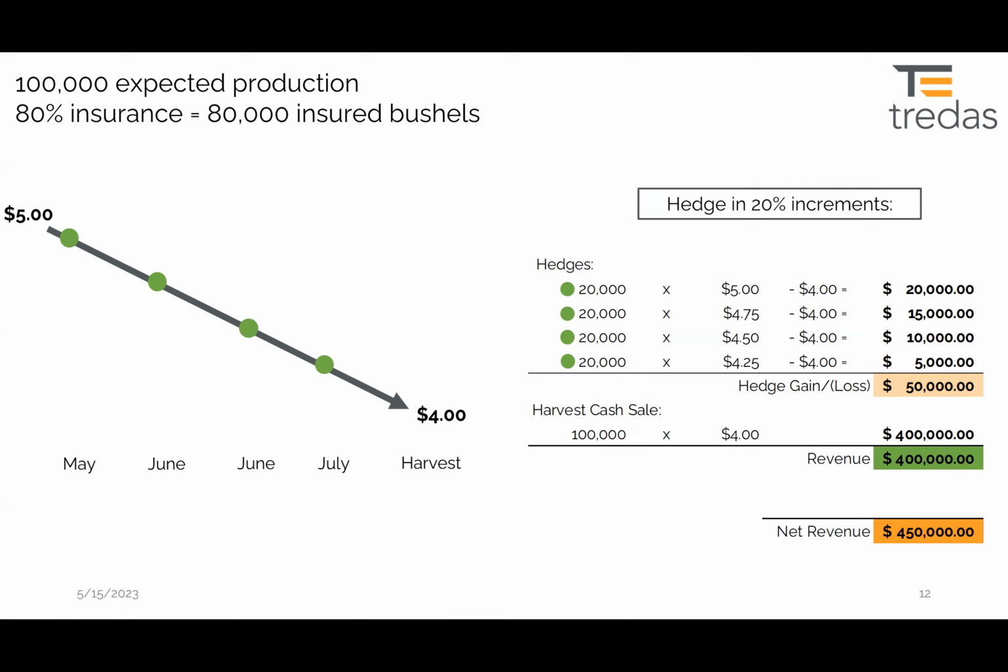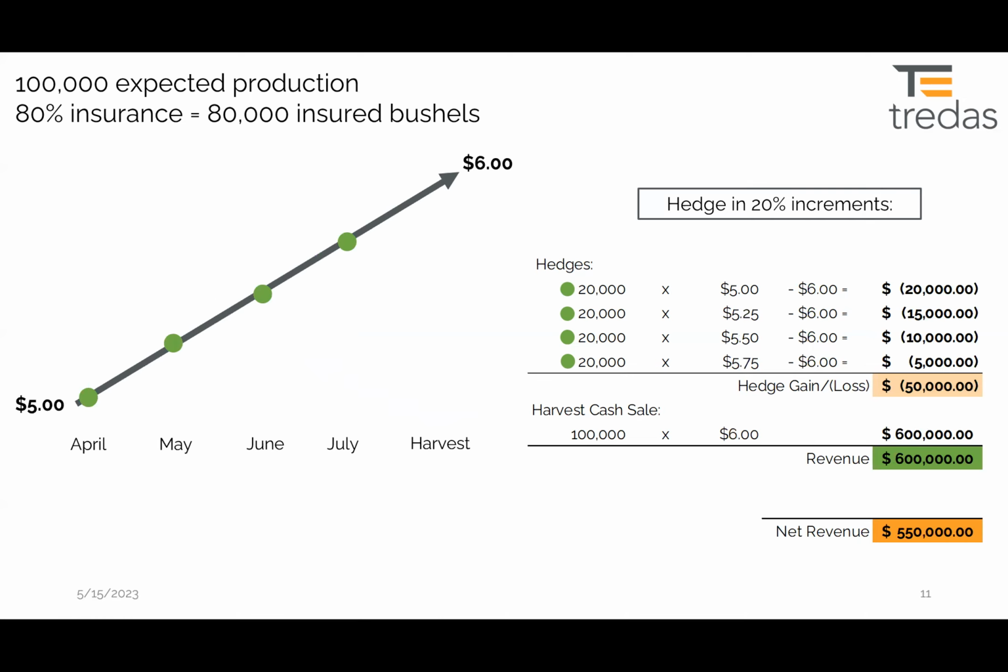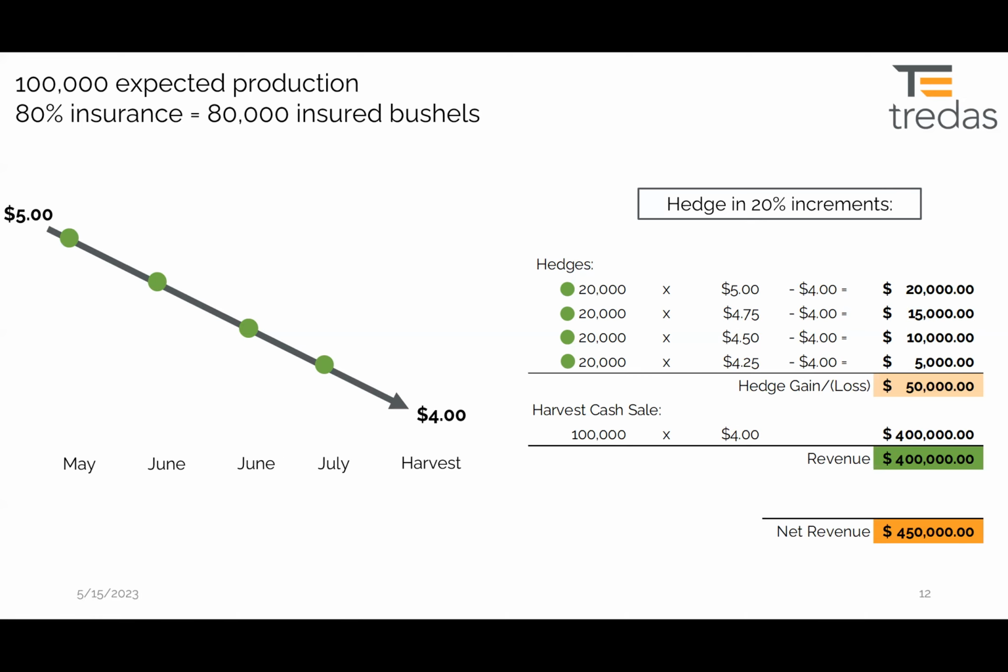So you can see from this example, the hedge had a hedge loss of 50,000 for a total farm net revenue after a hedge loss of 50,000 of 550 grand. In this example, we went lower from 5 to 4, had a hedge gain of 50,000 and farm harvest sales of 400 for a net revenue of 450. So $100,000 lower than the previous example.